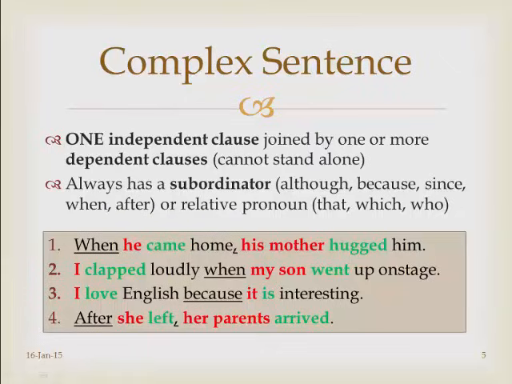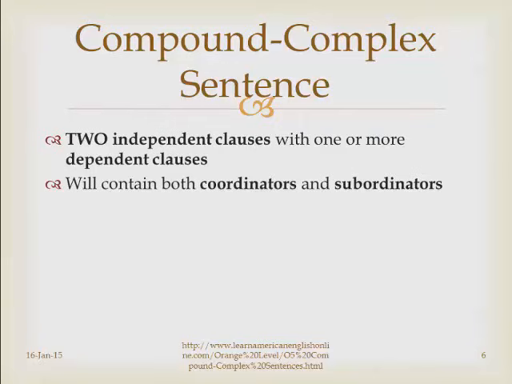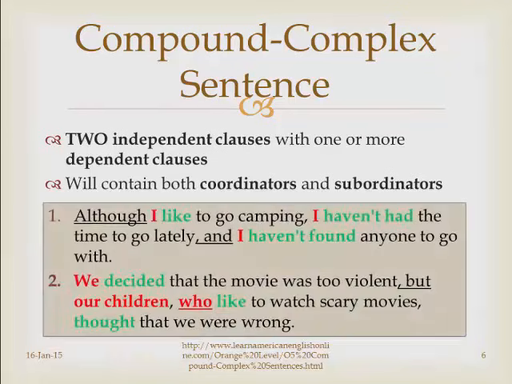Alright, now it's getting a little bit more complicated. What about compound complex? You guessed it, it's a mix of both the compound sentence and the complex sentence. In what way? Well, a compound complex sentence has two independent clauses, just like a compound sentence, and it also has one or more dependent clauses, like a complex sentence. So in this sentence, you can expect to see both coordinators, like fanboys, and also subordinators, like although, because, since, when, and relative pronouns like that, which, and who. So let's look at these examples.